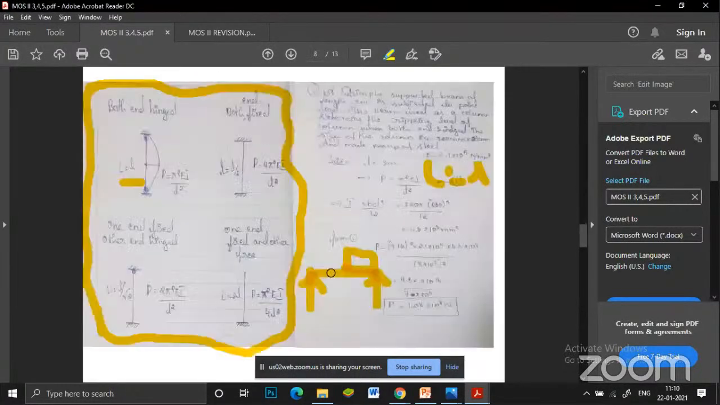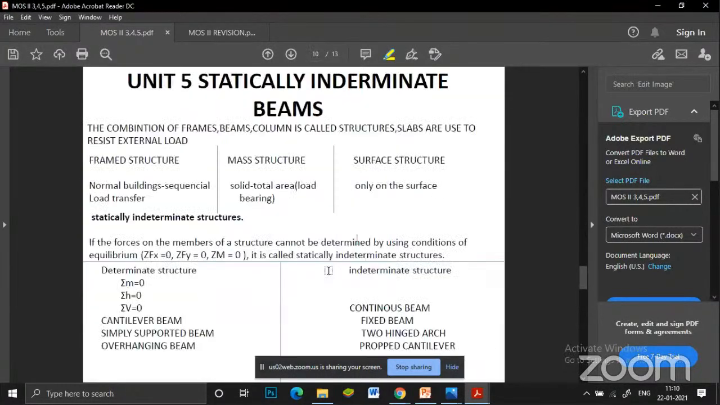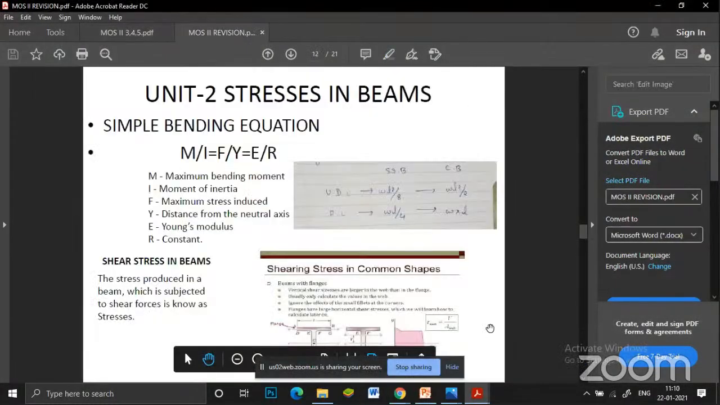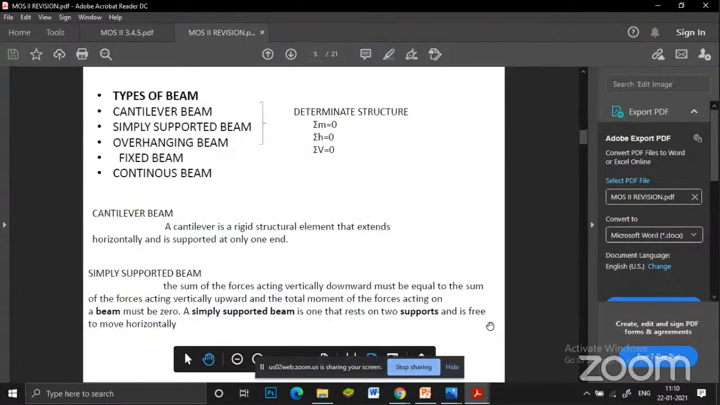The last one, unit 5. Actually, when we are talking about determinate structures, we have already seen in the first lesson what determinate structures are. What are beams? A beam is a flexural member. And we have seen the types of beams. We know cantilever beam, simply supported beam, and overhanging beam. We know all the rules.